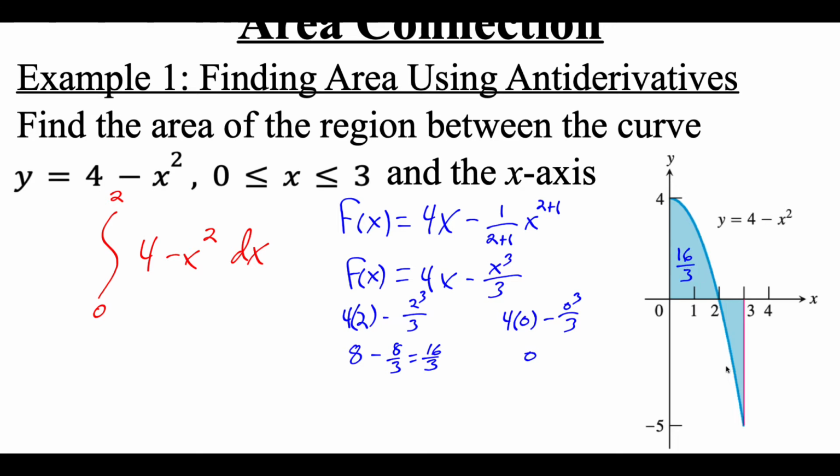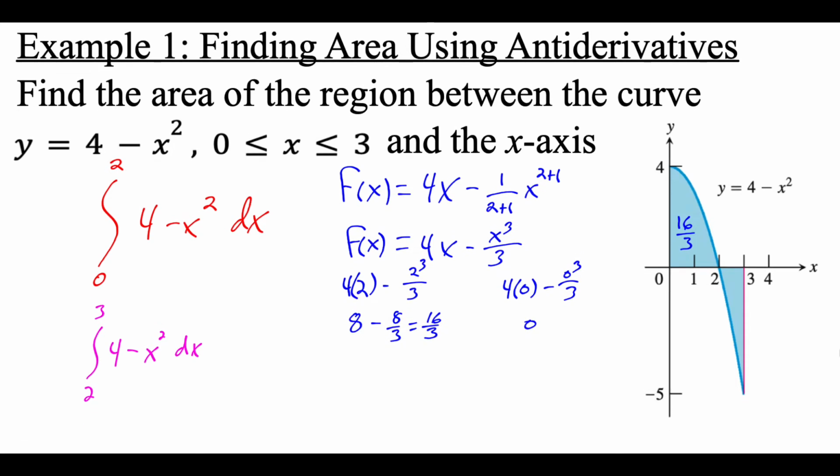Now as we look at the portion that's below the x-axis, this is going to be the integral from 2 to 3 of that exact same function, 4 minus x squared dx. Its antiderivative is going to be the same, 4x minus x cubed over 3, but now we're going from 2 to 3. So first I'm going to plug in the 3.